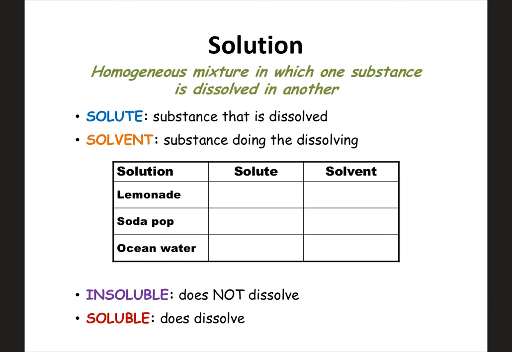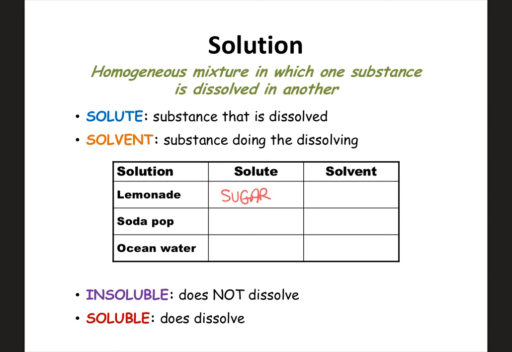So if we look at some examples, lemonade is going to be a homogeneous mixture here. It's a solution. So what would be the solute in lemonade? There's actually a bunch of different ones you could go with, but the big one here in lemonade would probably be sugar.